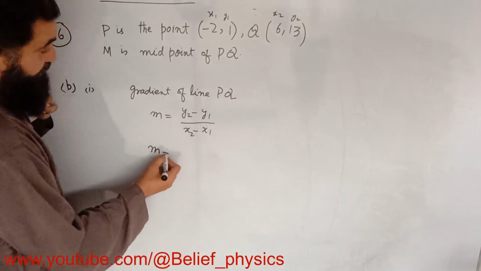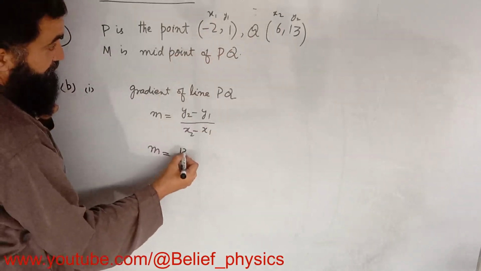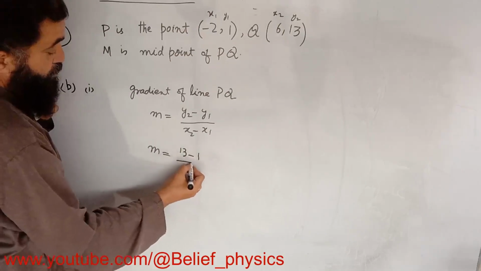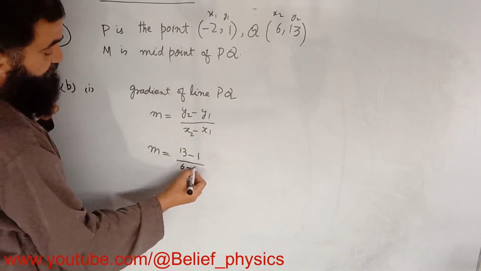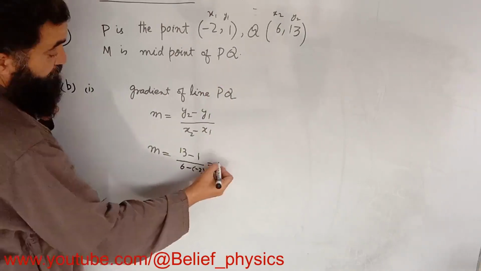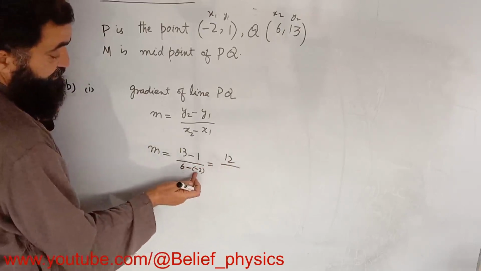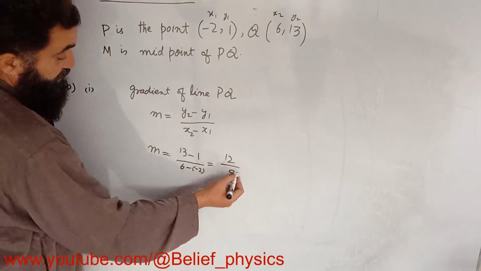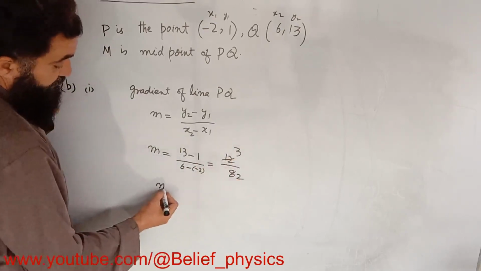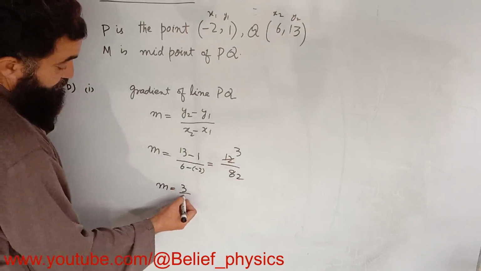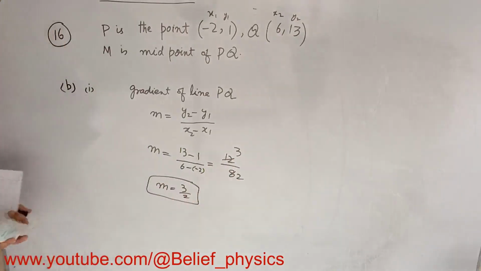Put in the same values: y2 minus y1, 13 minus 1, over x2 minus x1, 6 minus 2. So 13 minus 1 is 12, and 6 minus 2 is 4. You can simplify it: 4 threes are 12, 4 ones are 4. So the gradient of the line comes out to be 3 over 2. That's it.